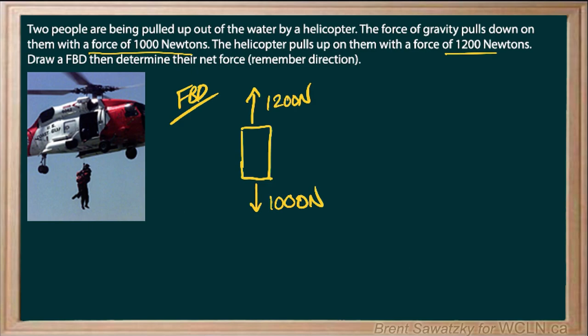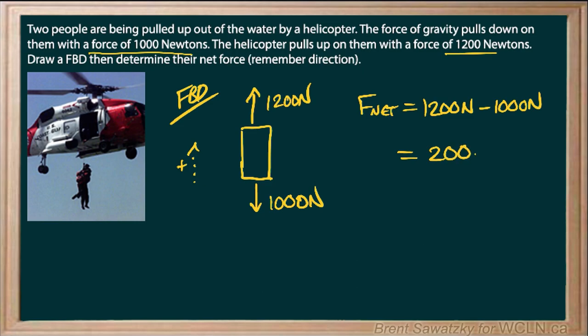And so what we could say is the net force is equal to, and first of all, before we get too much further, let's decide what's positive. Let's say up is positive. Quite traditional, upwards positive. Okay, and so upwards being positive means that 1,200 will be positive, and the gravitational force will be negative because it's pulling downward. And so the net force, 1,200 minus 1,000, 200 newtons. So there's our net force.